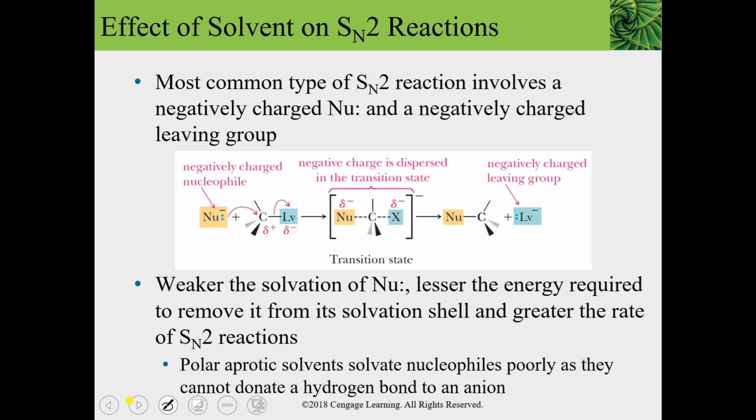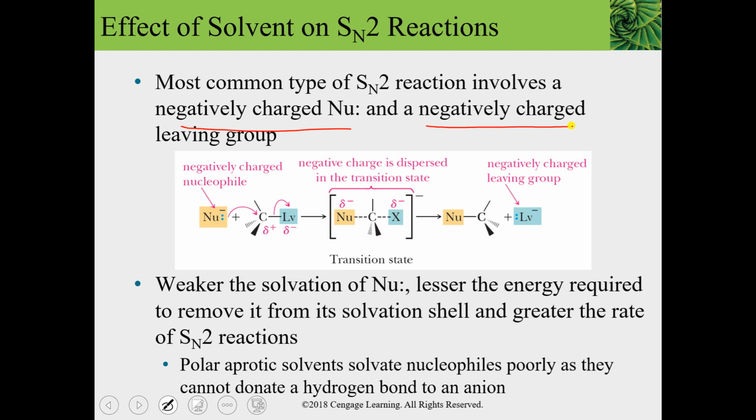Now let's talk about this. The most common type of SN2 reaction is when we will have the negatively charged nucleophile and a negatively charged leaving group. So good examples of that are maybe a bromine ion is going to come in and kick off an iodine ion. Or maybe chloride is coming in and kicking off a bromide, for example.